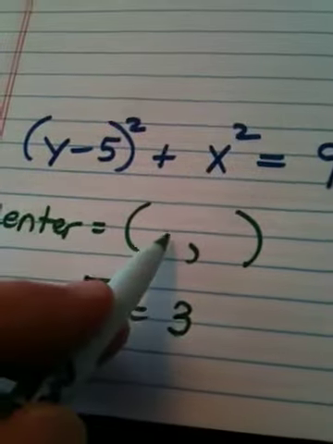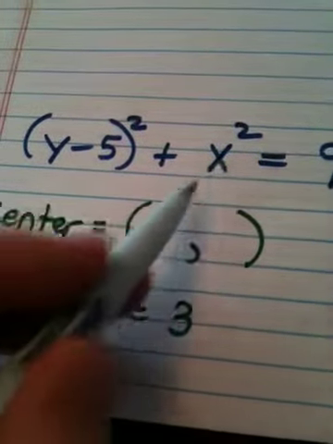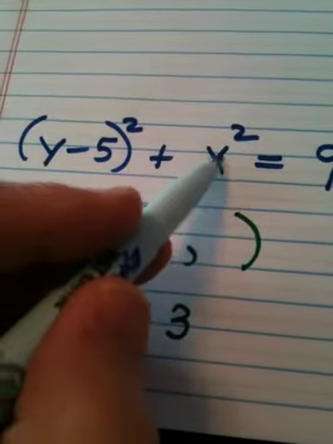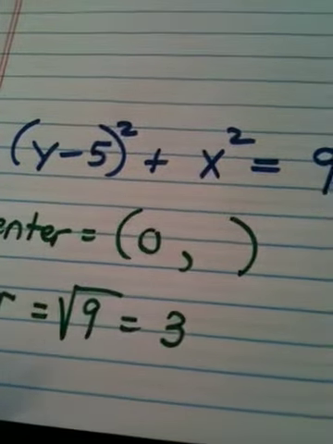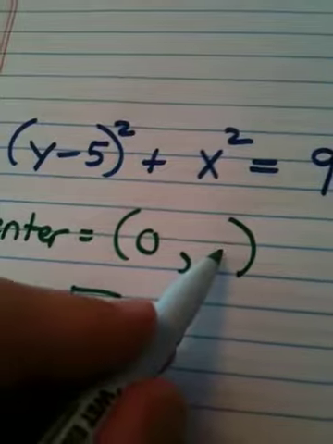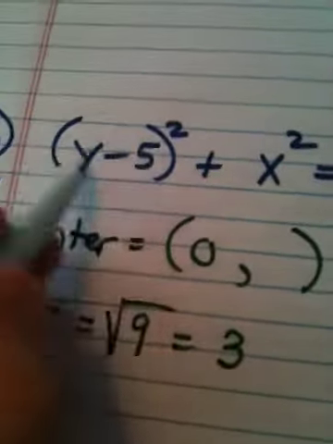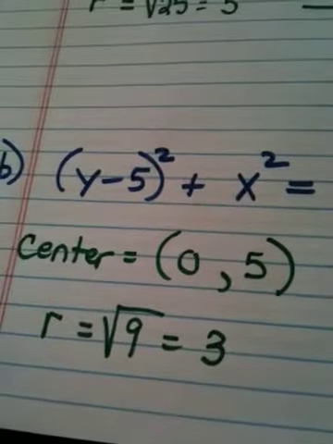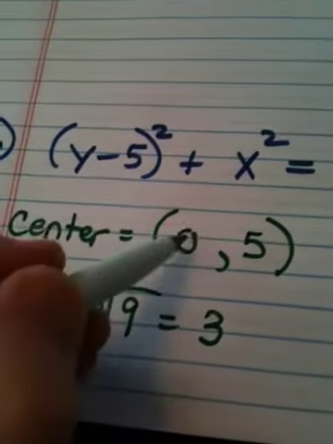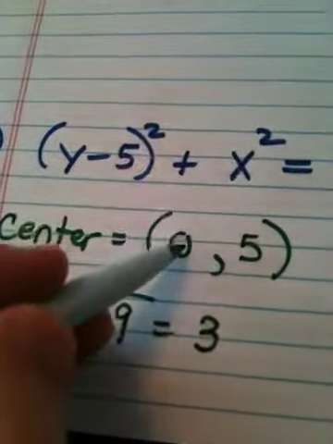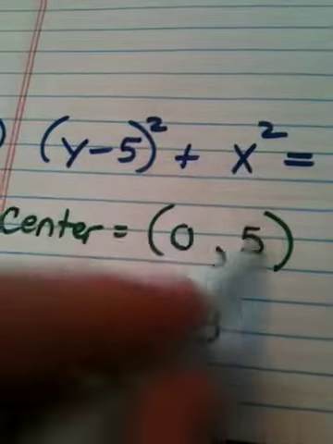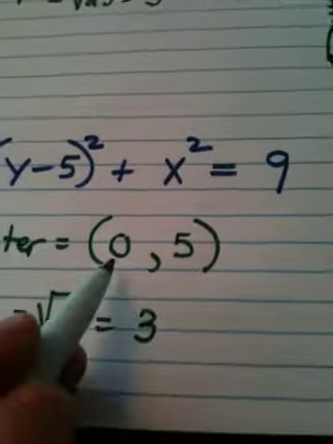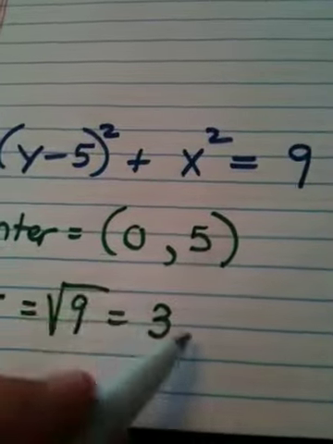Now the tricky part on this problem, when you're finding h, you don't start with y, you start with x. H is the x coordinate, so you look at x. What would make this 0? Well, obviously 0. To find k, you look at y. What would make this quantity 0? 5. Got it? H comes from the x term, k comes from the y term. Pay attention to that. We now have the center of the circle is (0, 5).